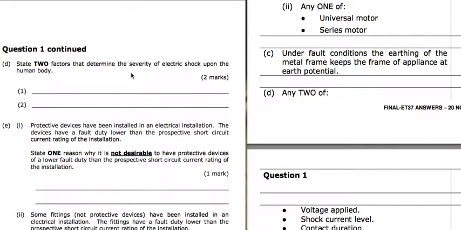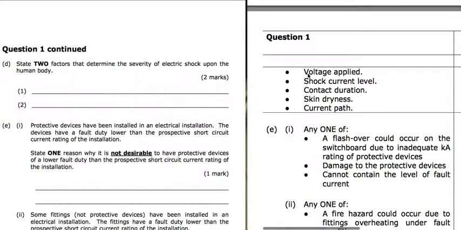Two factors determine the severity of electric shock upon the human body. So the voltage, the current level, the shock current. The duration is going to affect the severity, how dry the skin is, and the current path that it takes through the body.